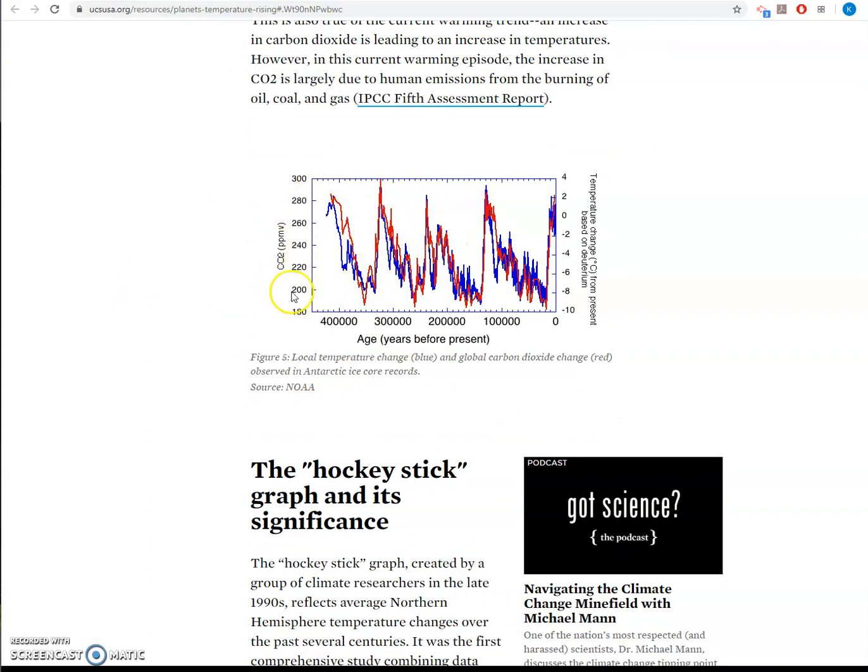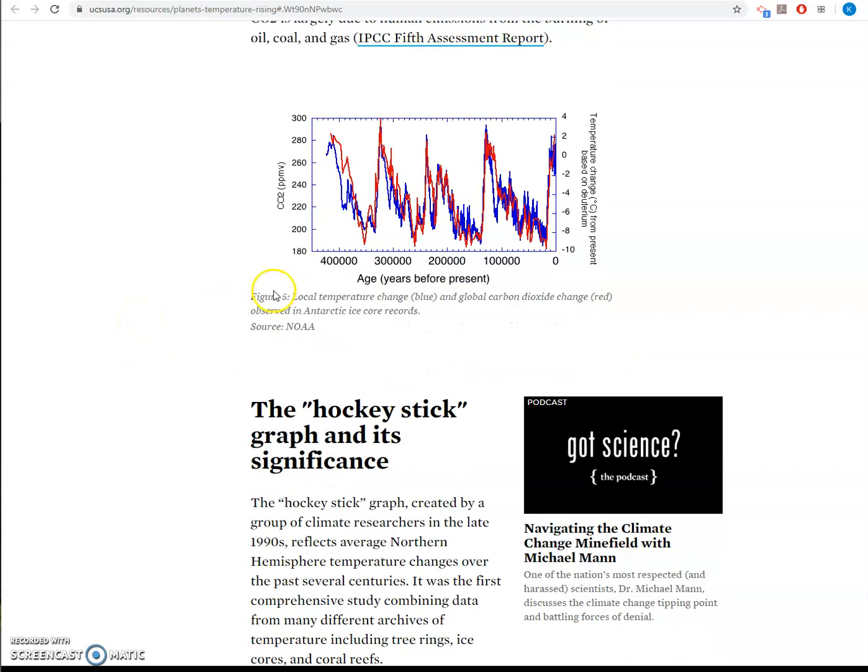So this is actually showing CO2 on one graph and temperature on the other. And you can see that the red and the blue, one's CO2, one's temperature, they're basically connected, right? So as CO2 goes up, temperature goes up. As CO2 goes down, temperature goes down. And yeah, we weren't around this many years ago, right? But we can reconstruct this data based on ice cores. So something to think about.